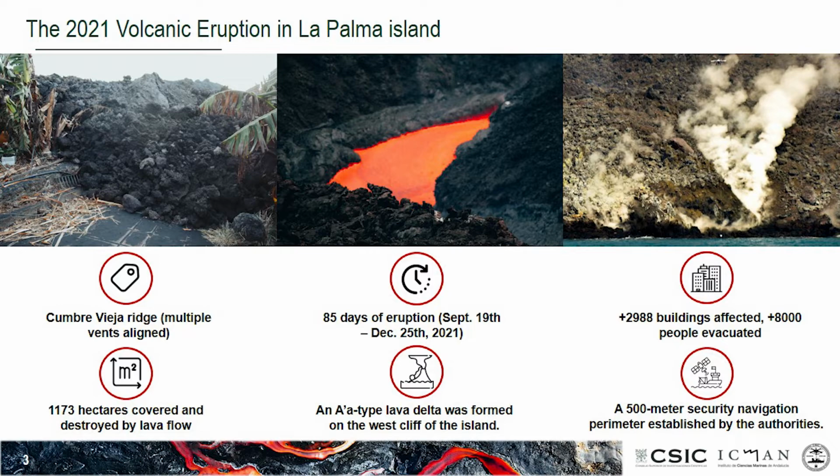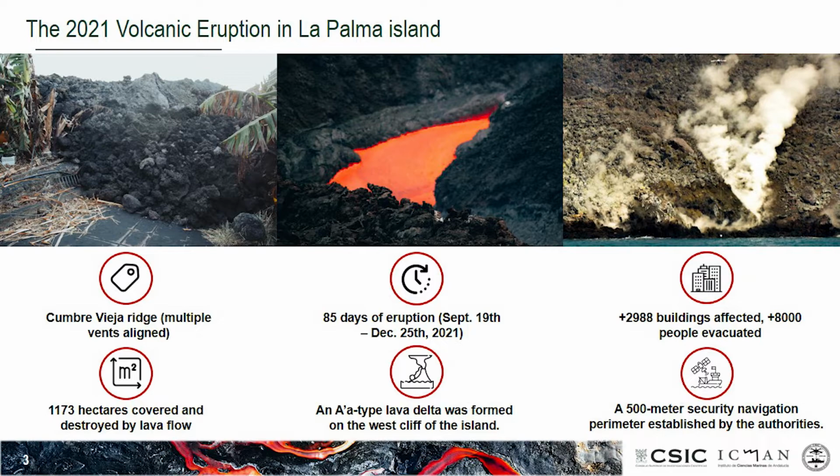As you know, this volcanic eruption started on the 19th of September in 2021, and it lasted 85 days, until the 25th of December. It emitted large amounts of magma from multiple vents aligned in a single segment of the Earth's crust, and the lava destroyed everything in its path, affecting approximately 3,000 buildings and provoking the evacuation of more than 8,000 people.